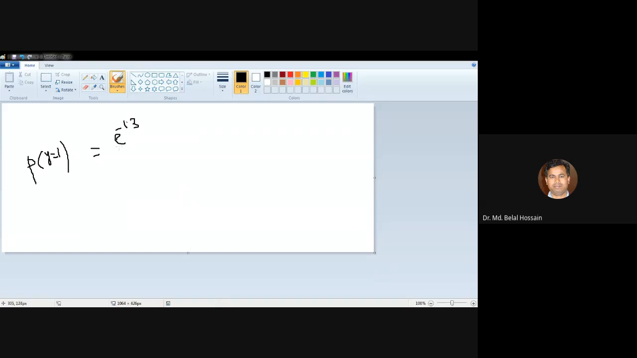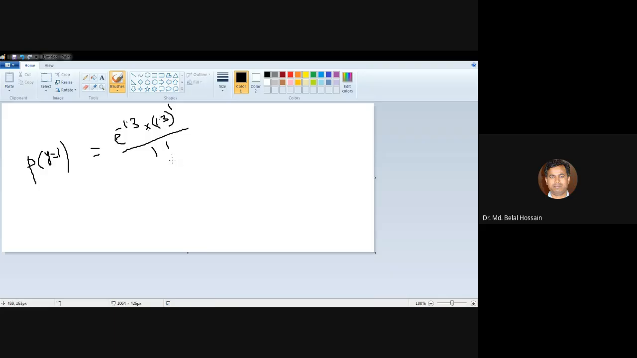Okay, you see, we are putting values. This is multiplication. Then you had lambda to the power y. So put that value: lambda to the power y. Lambda is 1.3, right? Lambda is 1.3 and putting y, so y is 1. Again, y factorial.